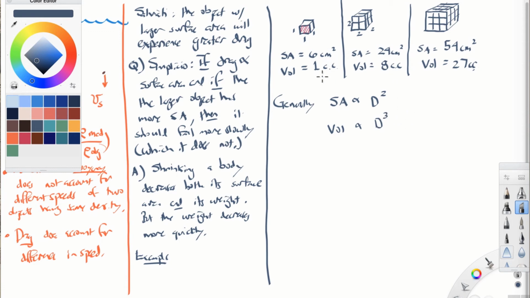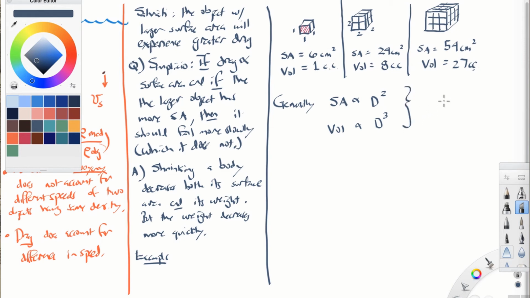So notice here that as you increase the length of the sides, the volume goes up more rapidly than the surface area. They both increase, but the question is which one goes up more quickly. As you get larger, the volume goes up as diameter cubed, so it goes up more rapidly than the surface area. And likewise, as you shrink something, the volume decreases more rapidly than the surface area.